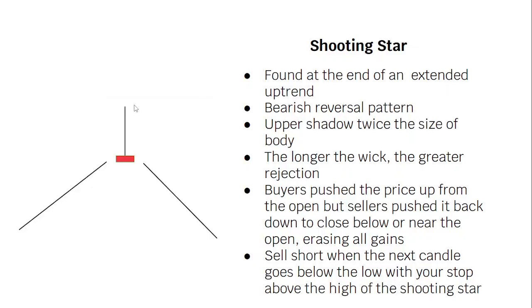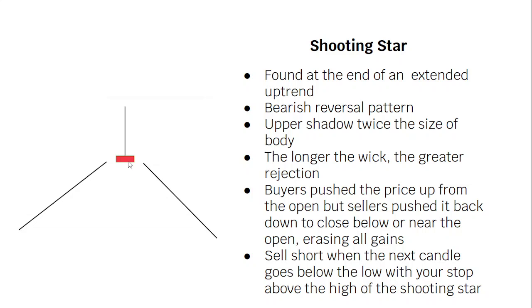Here, the shooting star has a very long upper shadow and a small candle body that closes near the lows. This is found at the end of an extended uptrend. It is a bearish reversal pattern, and the upper shadow has to be twice the size of the real body. As a general rule, the longer the wick, the greater the rejection. So the psychology is that buyers push the price up from the open all the way up here, kind of steamed out. They're getting tired, and then sellers step in aggressively and push price down so that it closes at the lows.